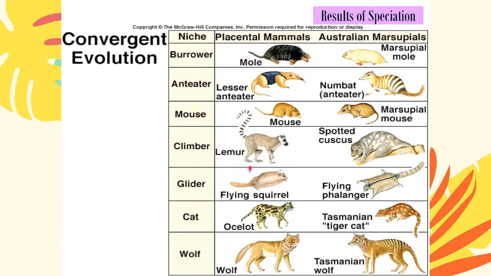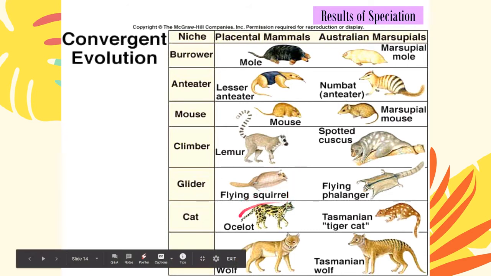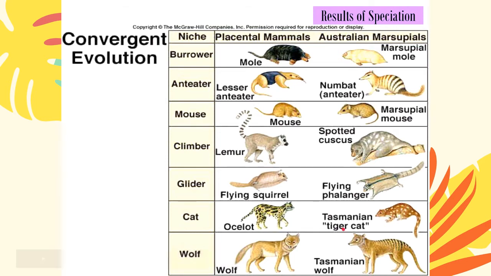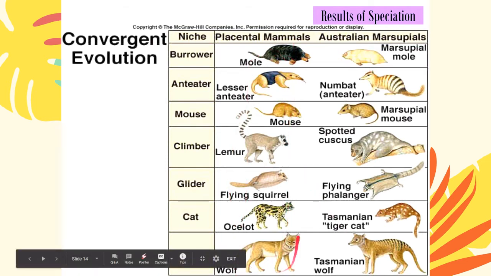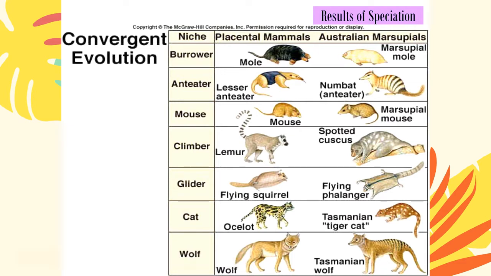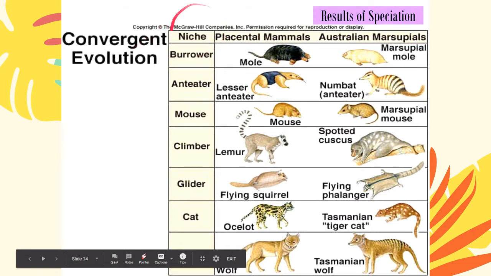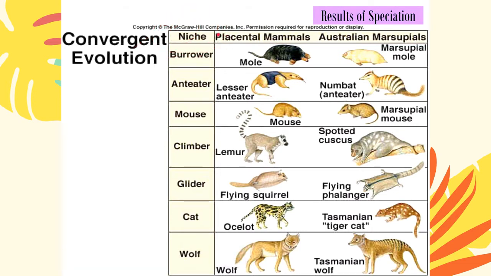Same with climber adaptations, if that's the niche that they have occupied in the ecosystem. So a lemur here, a placental lemur, and then a spotted cuscus. A placental cat, an ocelot, and a Tasmanian tiger, which is also a marsupial. So even if they have different ancestors, they were driven by adaptation, speciation, and evolution to evolve with similar characteristics to become better suited to their niche, or to the role that they play in their ecosystem. So they converge, they meet at this point, they tend to look the same even if they come from different ancestors.